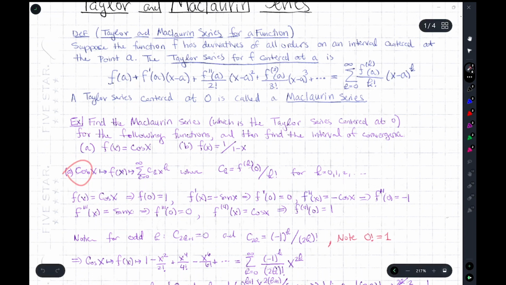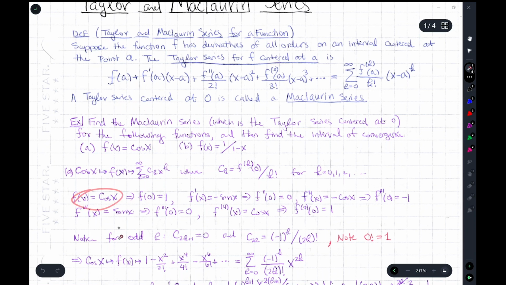So we have cosine x, that's equal to f of x, and we're going to find its Maclaurin series, okay? So here are the coefficients. We have that from the formula above. Okay, this is how the coefficient looks. And we're evaluating the derivatives at 0 to get the coefficient because we're looking at the Maclaurin series. So we evaluate at the center.